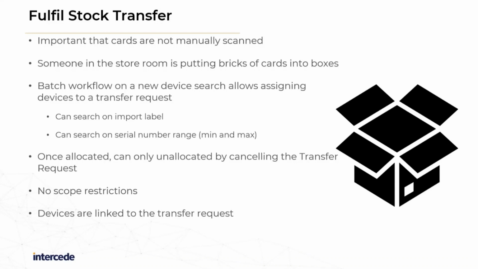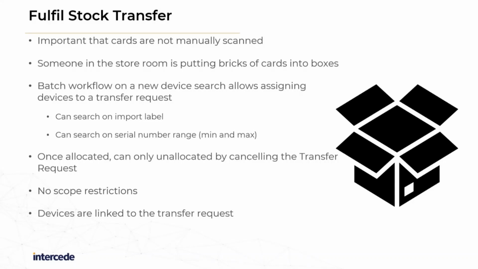So here we have a batch workflow within the devices section of Operator Client that allows you to search for a number of devices and then assign them to a current transfer in one go. Importantly, you can search on an import label or you can search on a serial number range. The serial number range is useful for when cards may have the number printed on them, and the import label may correspond to a sticker on the brick of cards that was specified during the device import section.